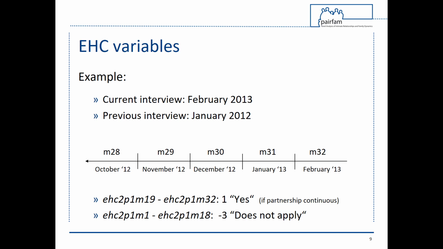Please be aware that in wave 2, the maximum number of months in the event history calendar is 18, not 32. Therefore, the anchor respondent's relationship status in the month of the interview in wave 2 is stored in the variable EHC2P1M18.